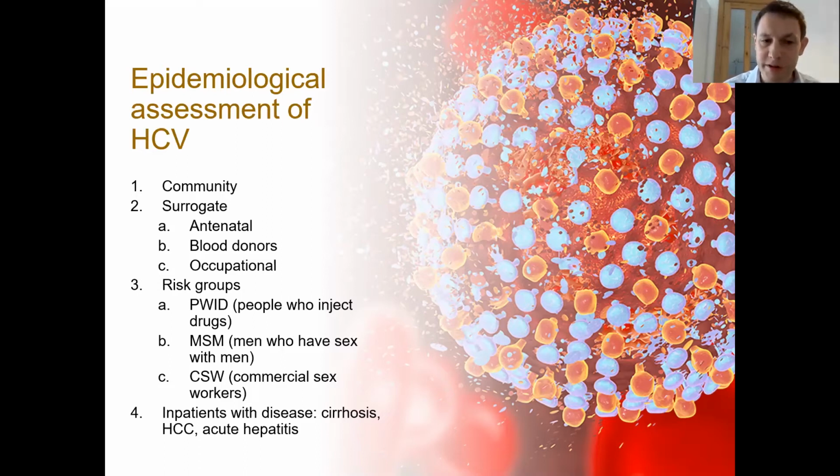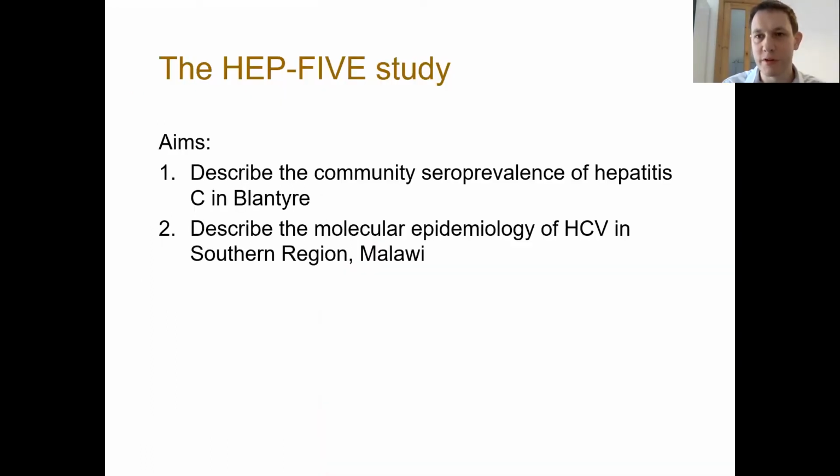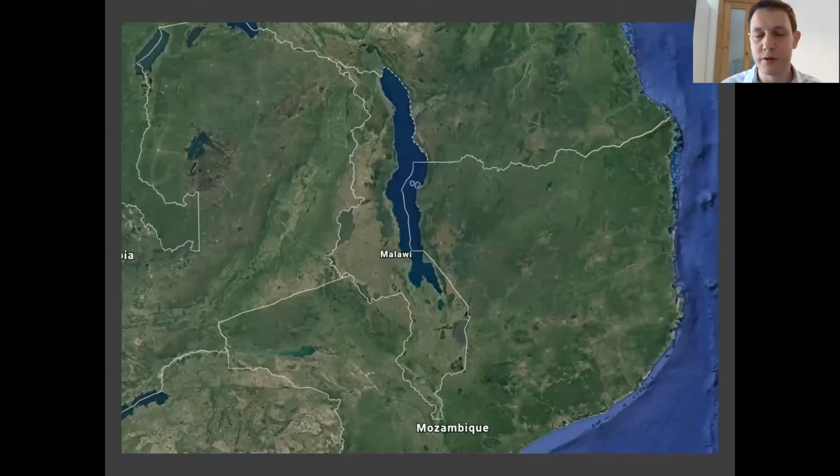It's also important to look at the prevalence in patients with disease to get an assessment of the impact of the virus within patients who've got established liver disease. But today I'm going to report the findings from our community prevalence survey. So the aim of this study is to describe the community seroprevalence for hepatitis C in Blantyre and to look at the molecular epidemiology of hepatitis C within the southern region.